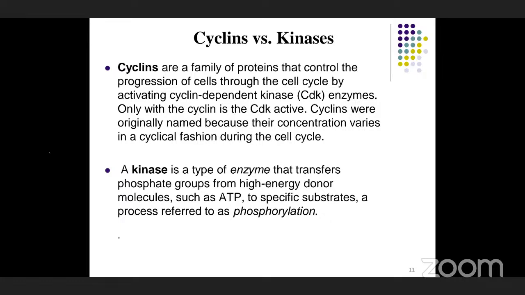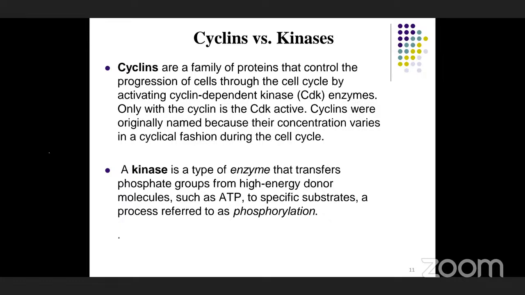Cyclin proteins are the actual ones which monitor this cell cycle. They will activate the cyclin dependent kinases, which are the enzymes. Only with the cyclin will the cyclin dependent kinase be active, because you can see from the name itself: cyclin dependent kinases means the kinases which are dependent on the cyclins. These cyclins were named so because their concentration varies in a cyclical fashion during the cell cycle.